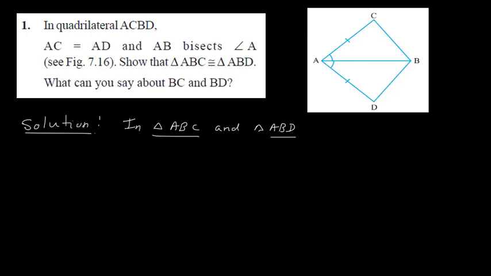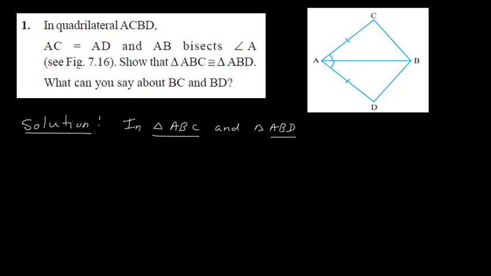In triangle ABC and triangle ABD, angle A is equal because AB is the angle bisector, therefore angle CAB and DAB are equal. Then side AC and AD are equal, it is given. So this side is equal and this angle is equal. Now this side AB is present in both the triangles, so its measure is going to be the same in both. So AB equals AB. Therefore by the side angle side criterion, these two triangles are congruent.